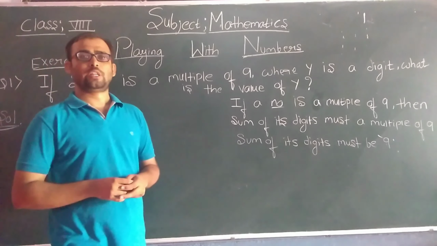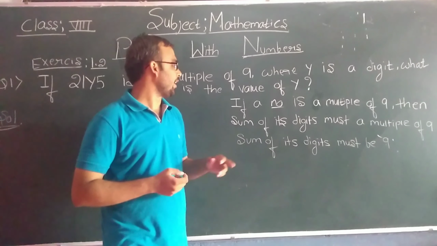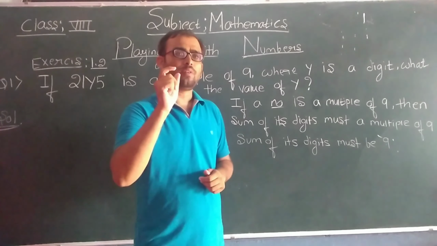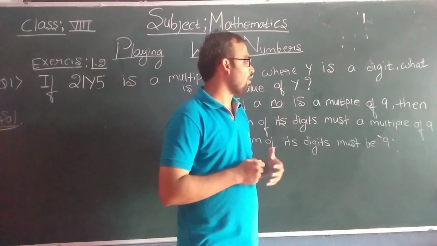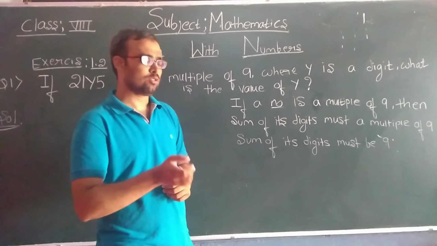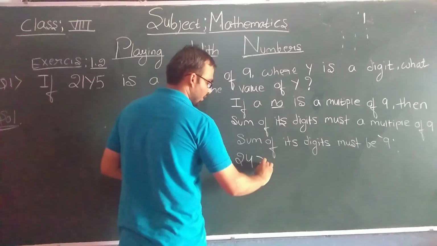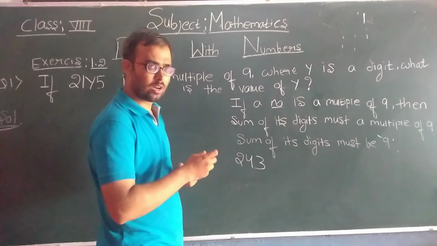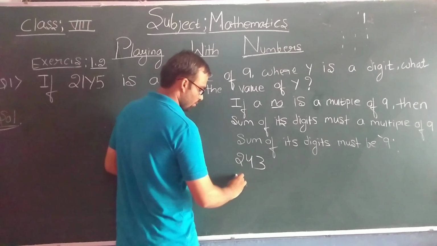In divisibility rules, you might have studied that if a number is a multiple of 9, then the sum of its digits must be a multiple of 9, or the sum of its digits must be 9. So let us take an example: 243. How do we come to know that this number 243 is divisible by 9, or that it is a multiple of 9? So let us do it.